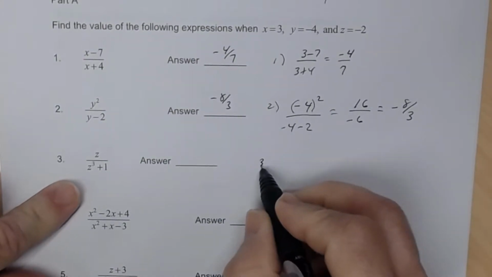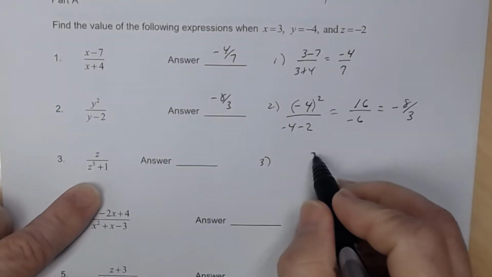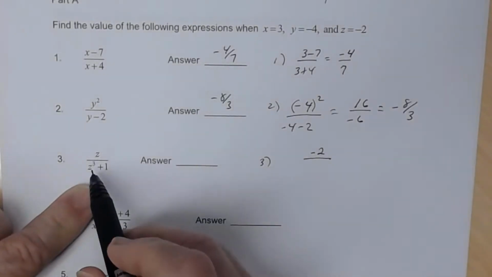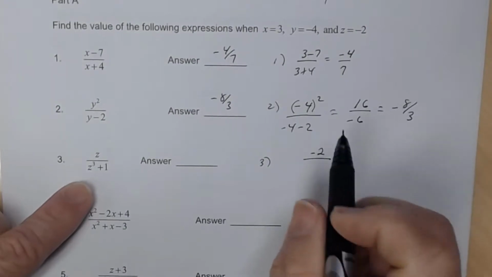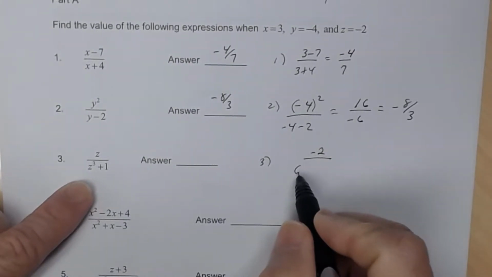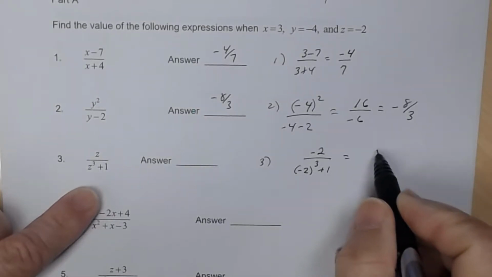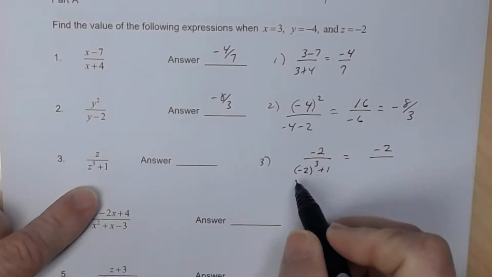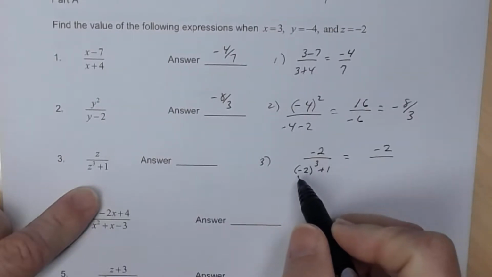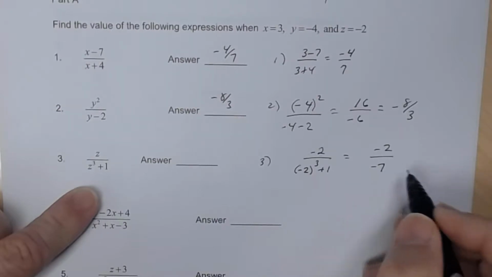Number 3. Okay, so you have z, which is a -2. So you have -2 divided by, now again, since z is being raised to a power, I'm just going to go ahead and put that in parentheses since it is negative. So I have -2 cubed plus 1. So I get a -2 in the numerator. The denominator, -2 raised to the third power, is a -8. -8 plus 1 is a -7.